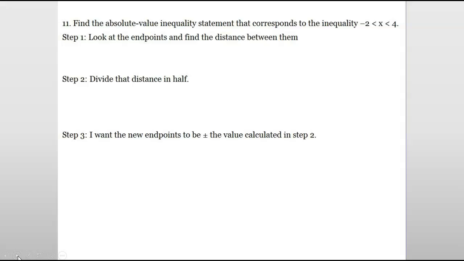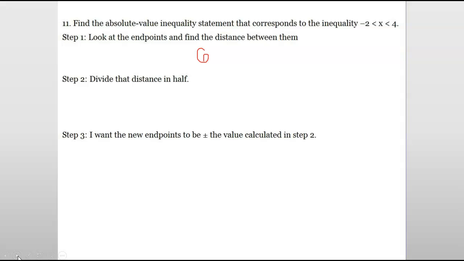Okay, find the absolute value inequality statement that corresponds to the given solution. So in order to rewrite an absolute value inequality, we need to do 2 things. We need to know what is the distance between those 2 points. So we know that distance is represented by the absolute value, how far that number is from 0. So in this case, -2 is 2 from 0, 4 to 0 is 4, so the distance between the endpoints is 6.